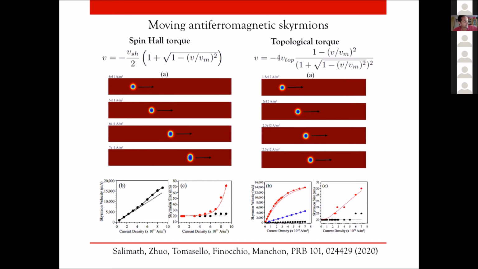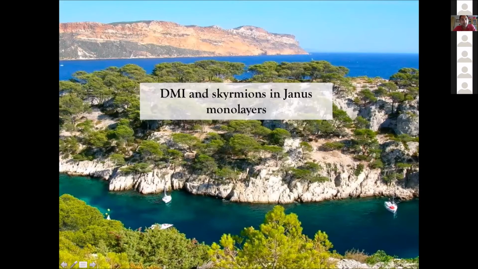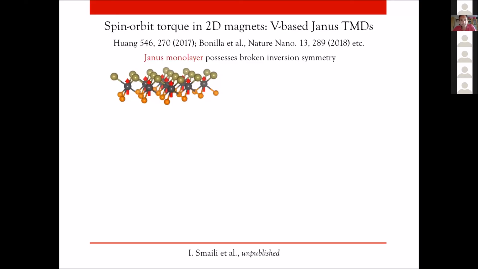Now I would like to move on. Let me see, I still have a few more minutes. I'd like to move on to the Dzyaloshinskii-Moriya part, because I think that would be very interesting for this community. We have studied Dzyaloshinskii-Moriya in two-dimensional magnetic materials. I'm going to show you two important results, which I think are quite exciting. The first one is on what we call the Janus transition metal dichalcogenide monolayers.